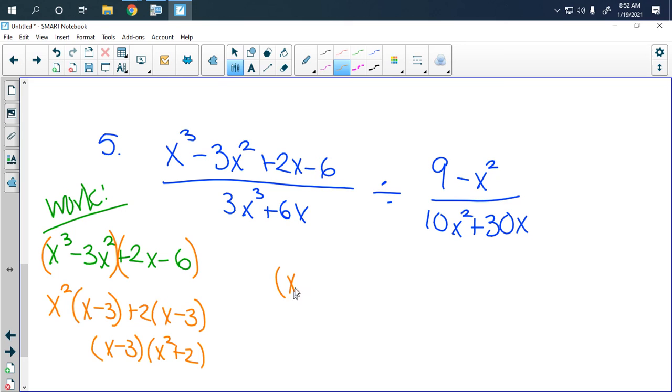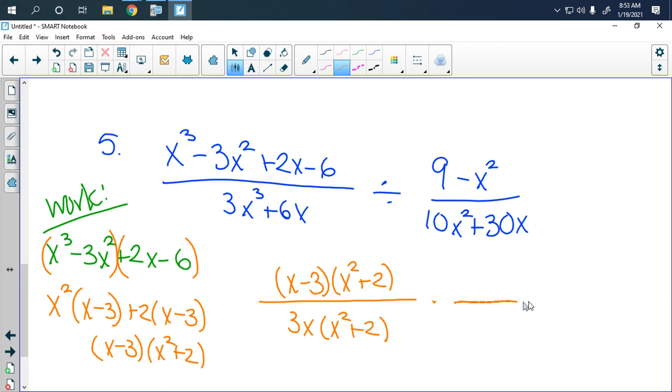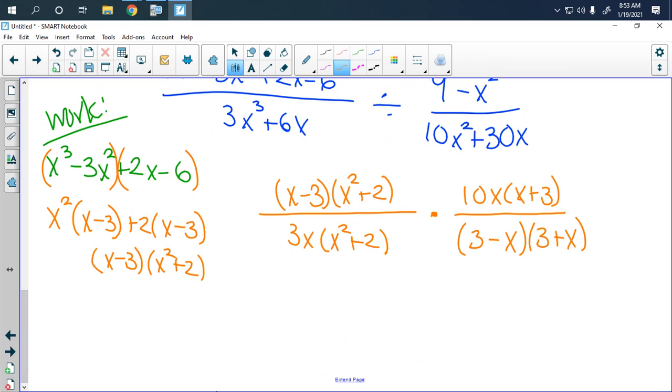All right, so on your papers, you should have put this in. In the denominator, I factor out a 3x. And here, I want to keep, change, flip. So you should have keep the first one, change to multiplication, factor out a 10x. And here, when you factor this, it should be 3 minus x times 3 plus x, not x minus 3 times x plus 3. If you have that, it's wrong. Please fix it. Now you have it all factored. Now go ahead and cancel.